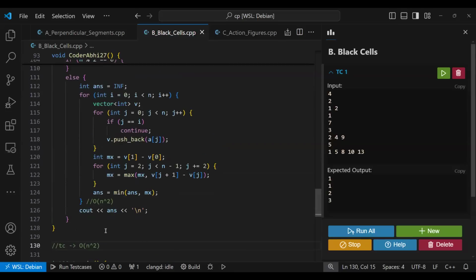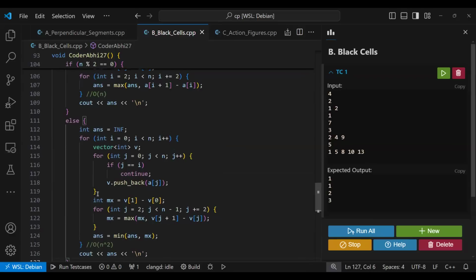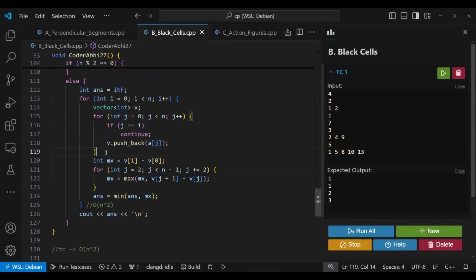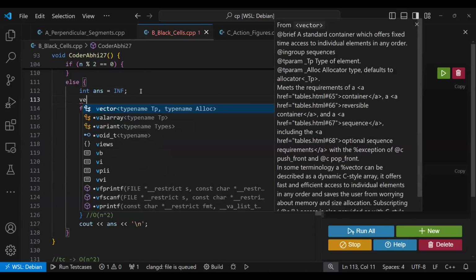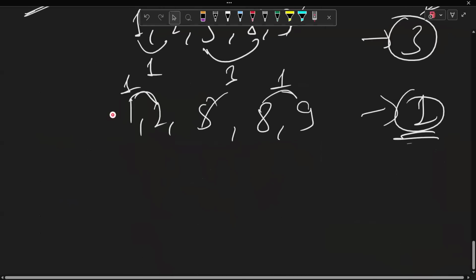Now, if the constraint was high, you needed to do it in order of n log n. So that also I'll show you. What you just need to do is this thing that you are computing here every time, you can compute that in a prefix array. So what you can do is initialize a prefix array of size n and a suffix array of size n. I'll write the code and give that in the description. I'll just explain the logic of what you need to do if you want to solve this problem in order of n only.